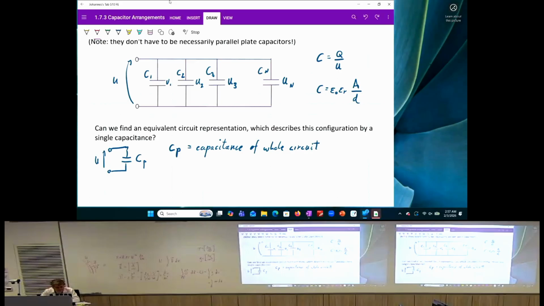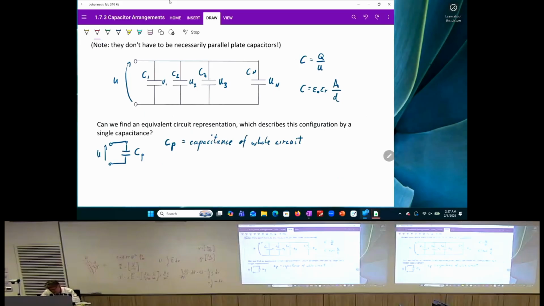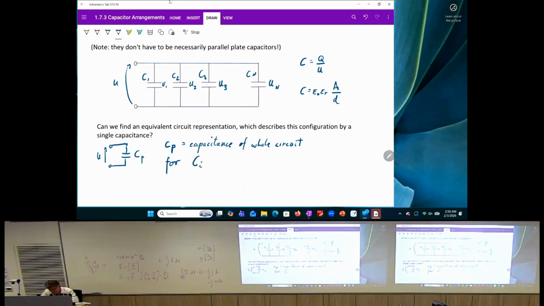So we have these i individual capacitors in the original problem. And for those, we know what the capacitance is. We know the general relation: the capacitance is Q over U. So for the individual one, for C sub i, we know that C sub i is Q sub i, which is the charge on the ith capacitor, over the voltage on the ith capacitor.